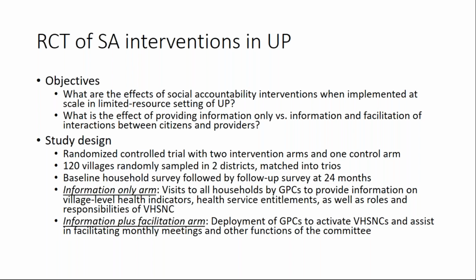So in this study, we worked with the state government very closely from the outset, and we selected 2 of those 12 districts where the study would take place. In those 2 districts, there were 120 Gram Panchayats, which in India is essentially a collection of 2 to 3 villages. So these 120 Gram Panchayats were randomly sampled in those 2 districts, and they were matched into trios based on population and on baseline health outcomes. And they were then randomized into 3 different groups. One group was a control group where there were no additional interventions taking place.